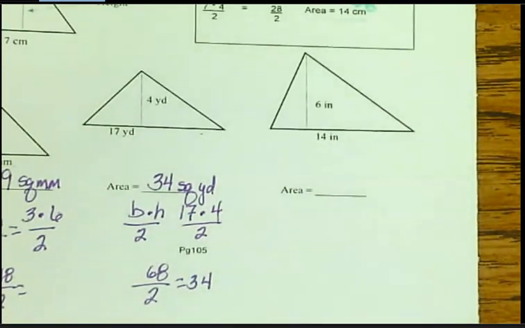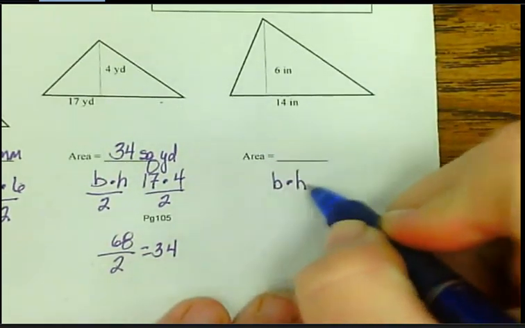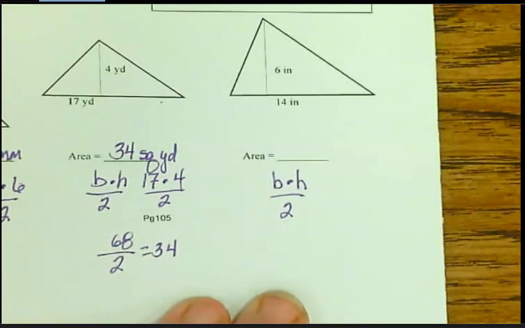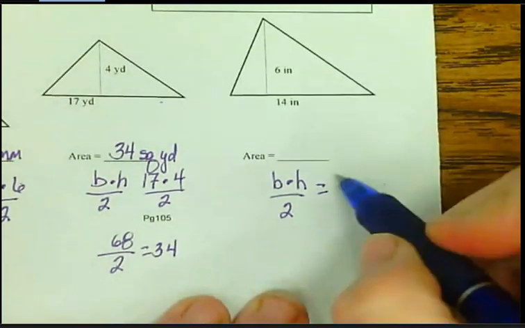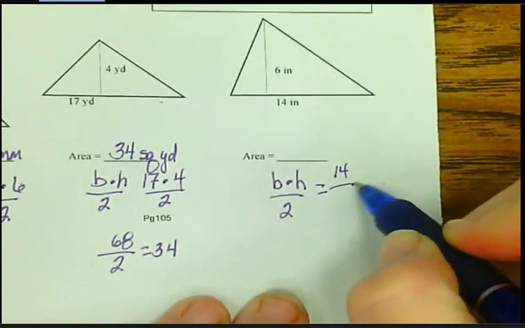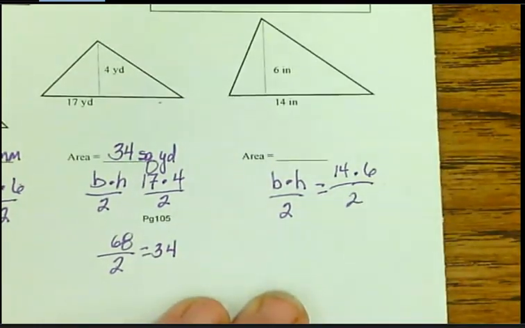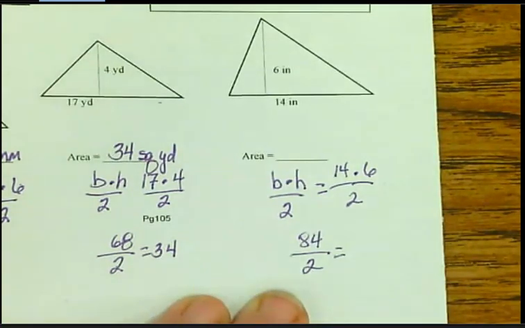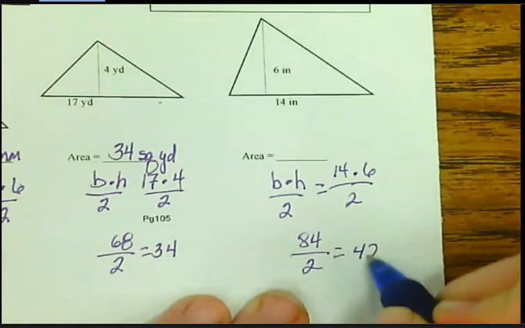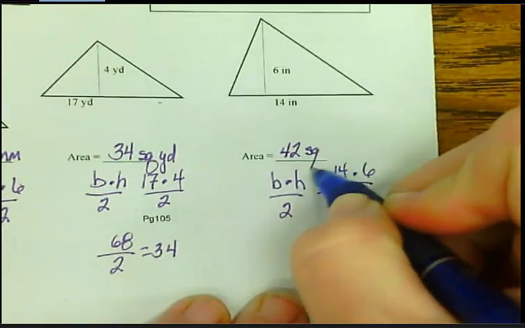Okay? Last one. Area is going to be base times height divided by 2. So, what's my base? There you go, 14. And what's my height? 6. Very good. We divide that by 2. So 14 times 6 gives us 84. We divide that by 2, and that gives us 42. So our area for this triangle is 42 square inches.